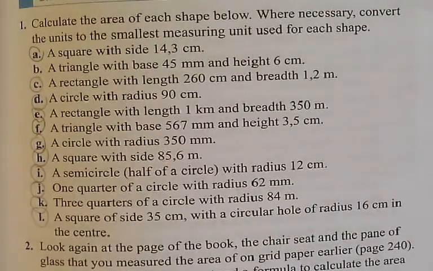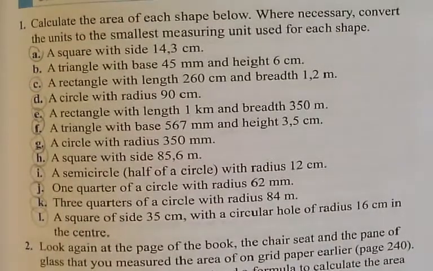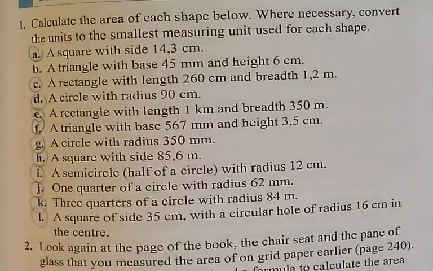Use pi on your calculator. I lied. Use pi equals 3.142, because some of your calculators are different. So please use pi. Anything that has a circle, use pi equals 3.142. So that is number K, J, I, G, and D. Please use pi equals 3.142.